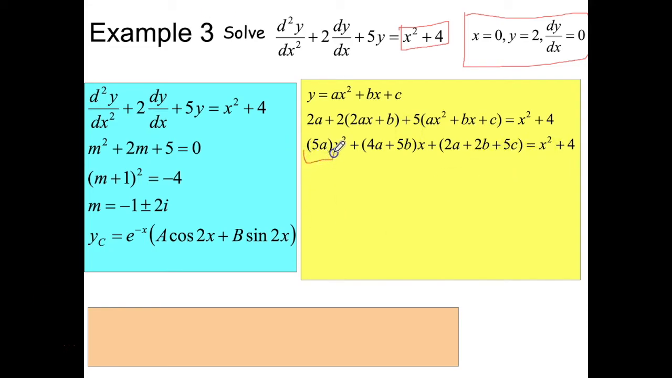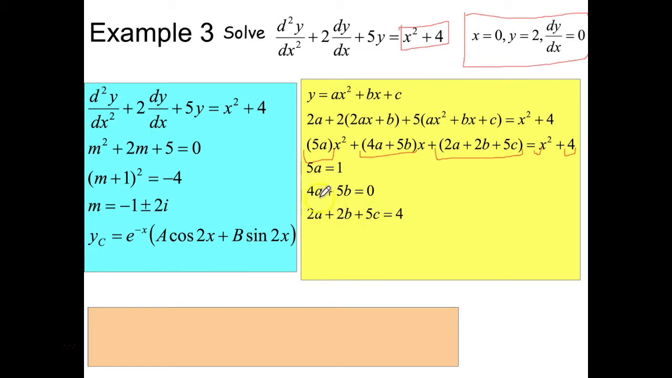The coefficient of x squared here is 5a, and on the right hand side is 1. So 5a should be equal to 1. The coefficient of x here is 4a plus 5b, and the coefficient of x here is 0. So 4a plus 5b should be 0. And the constant term on this side is plus 4, so 2a plus 2b plus 5c should be 4.